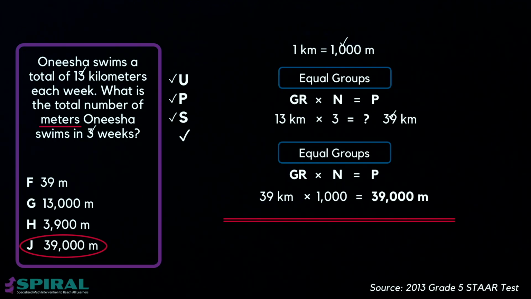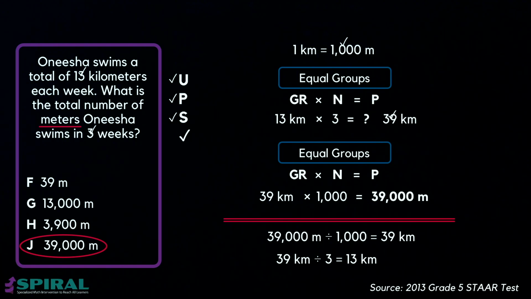And last, we're going to check our answer. One very easy way to check our answer is by reversing our operations. So we can say that 39,000 divided by 1,000 is 39 kilometers, and 39 kilometers divided by 3 weeks gives us Anisha's rate per week of 13 kilometers. It checks out. Nice job solving this problem.